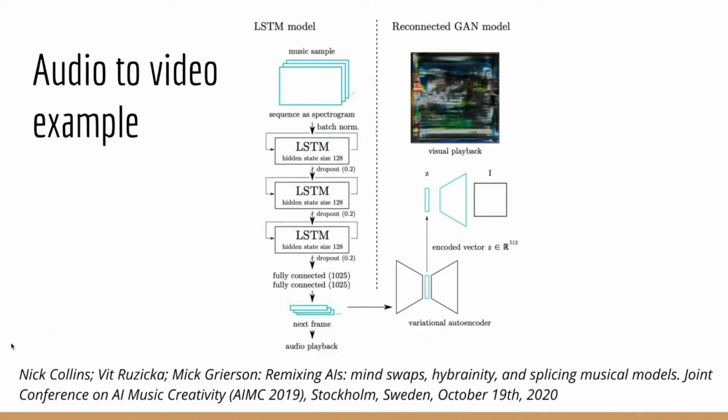We'll now see an example of audio to visual mapping. In this example, a variational autoencoder learns a feature space based on a dataset of music. The feature representation in the autoencoder is then mapped into a generative adversarial network which produces video.